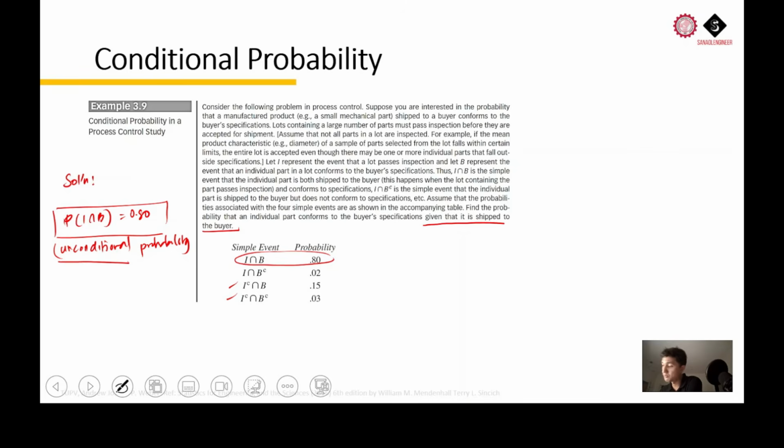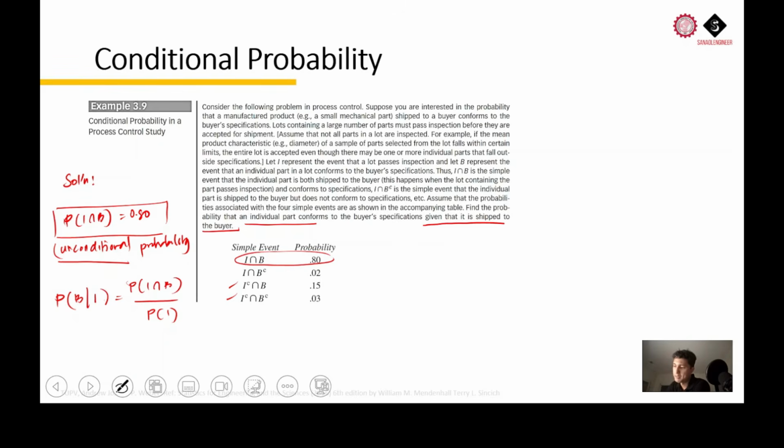So the solution begins with writing the conditional probability, which is: what is the probability that the individual part conforms, and that is B, given that it is shipped to the buyer? It means it passed inspection. This is equal to P of I intersection B divided by P of I. That's the equation because that's the question of interest.